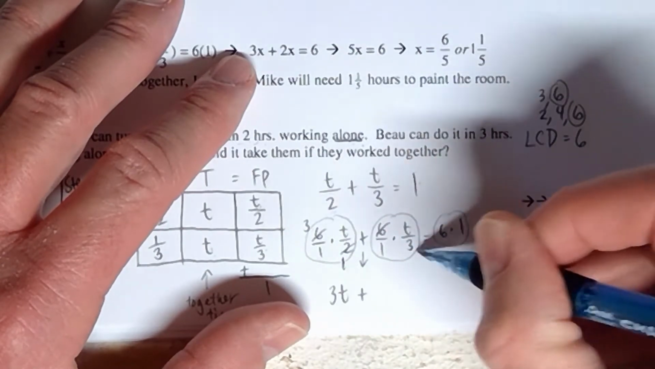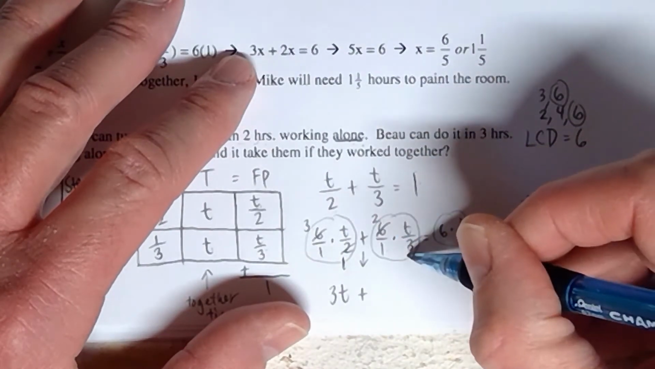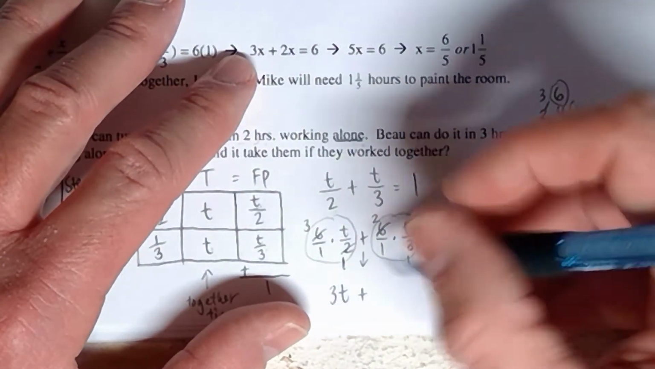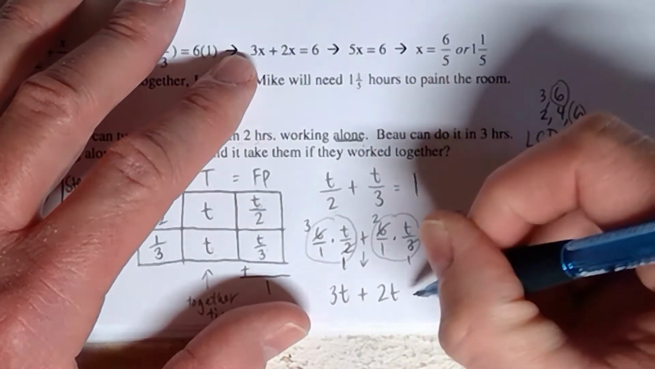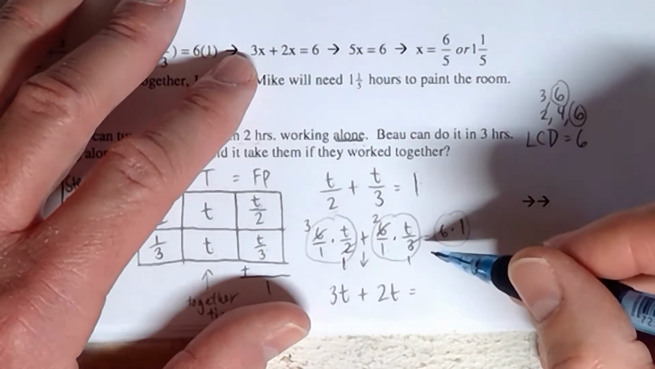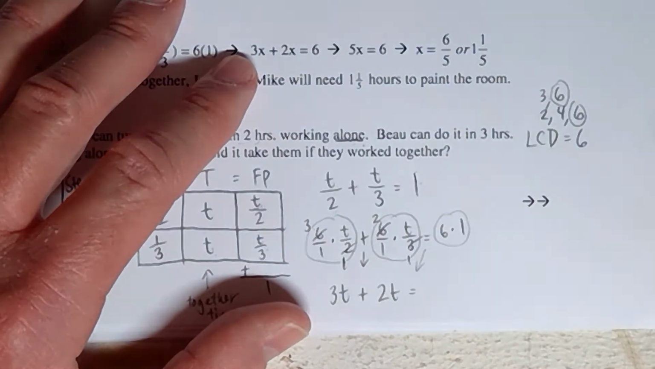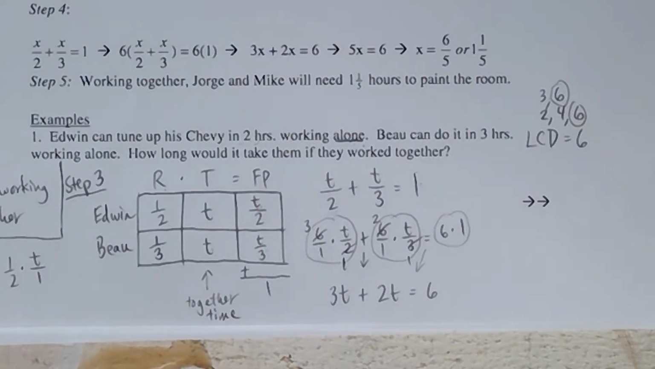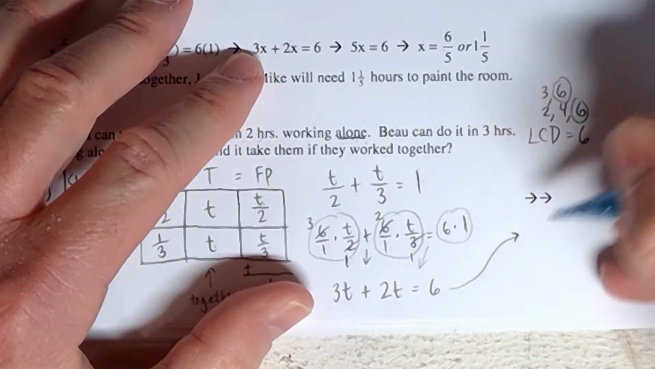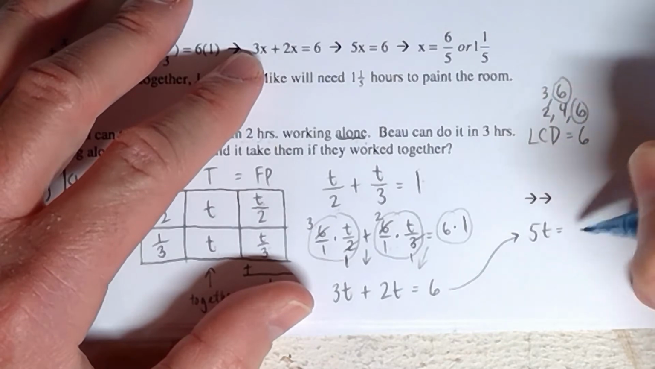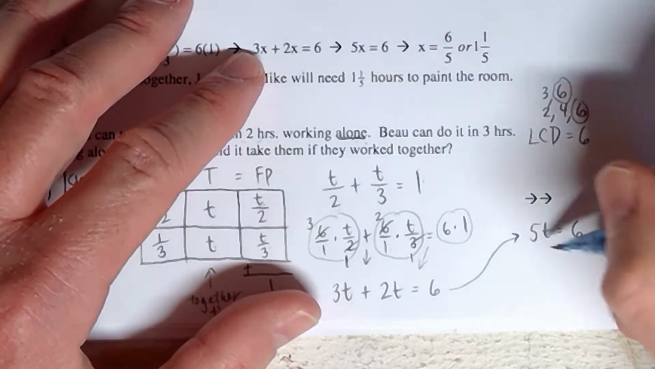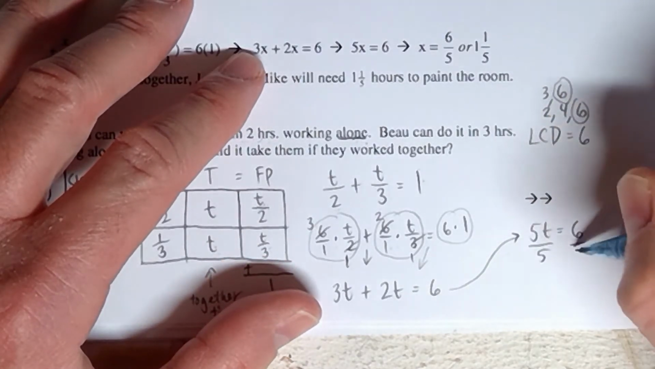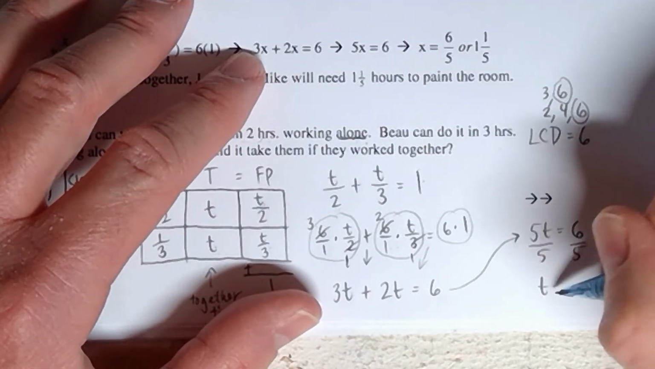Same thing here, the 6 and the 3 cancel, and we get 2 times t is 2t, with 1's on the bottom. Don't need to write that. Bring down the equal sign. And then 6 times 1 is 6. So now I have a normal looking equation. We're almost there. Now I solve that equation. Combine like terms. This is just a normal linear equation. Divide out. And we get t equal to 6/5.